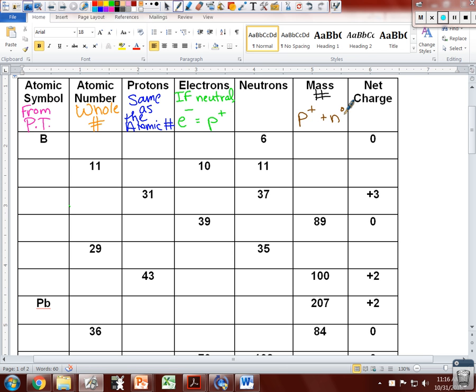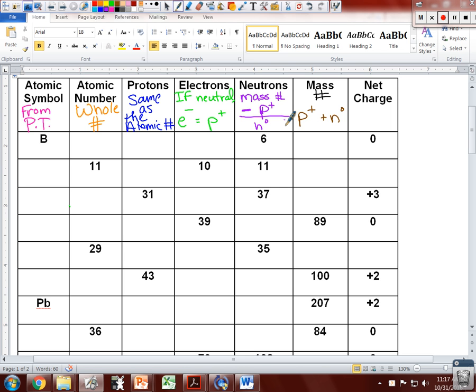So let's go back to the neutrons. If I know the mass number is going to be my protons plus my neutrons, then how am I supposed to figure out my neutrons? Very good. It's the mass number minus the number of protons. So the mass number minus the number of protons will give me my neutrons.